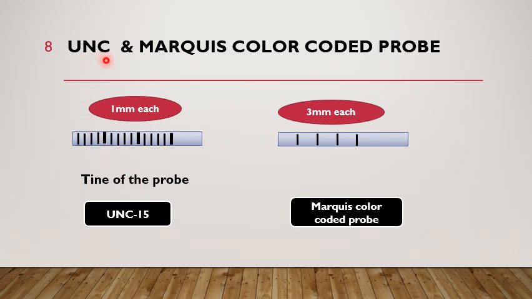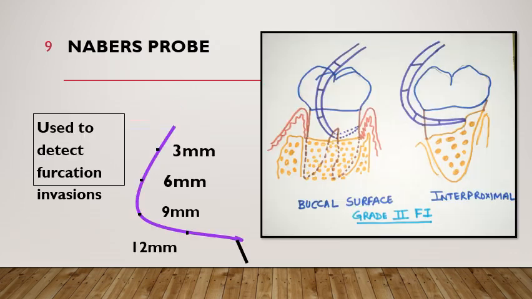University of North Carolina and Marquis color coded probe. The UNC probe is UNC 15. This is very importantly used especially in implantology practice, when you want to know the bone height on OPG and where the alveolar canal lies from the alveolar ridge height. These are the markings 1 to 15 and they have 5 millimeter, 10 millimeter and 15 millimeter color zones. Then the Marquis color coded probe has markings of 3, 6, 9 and 12 millimeters.